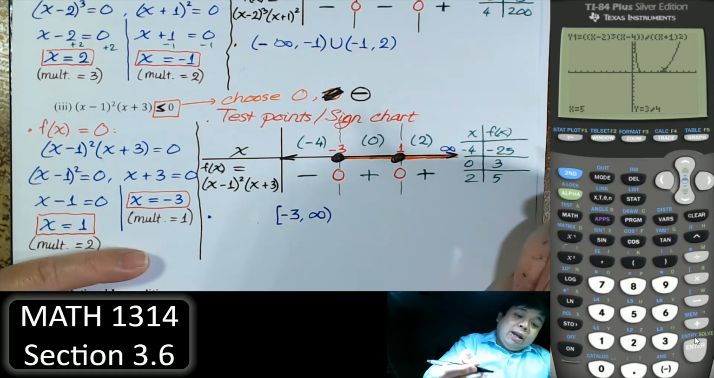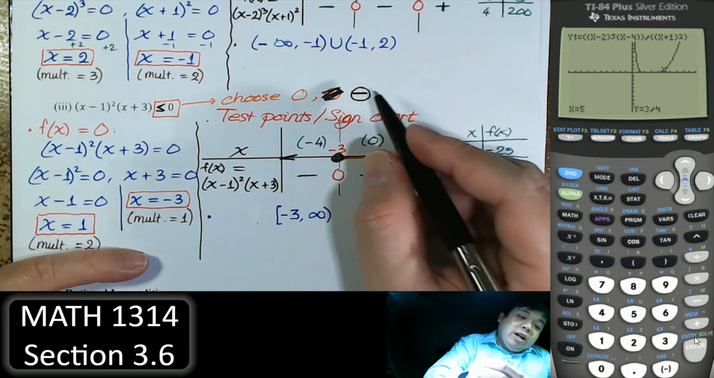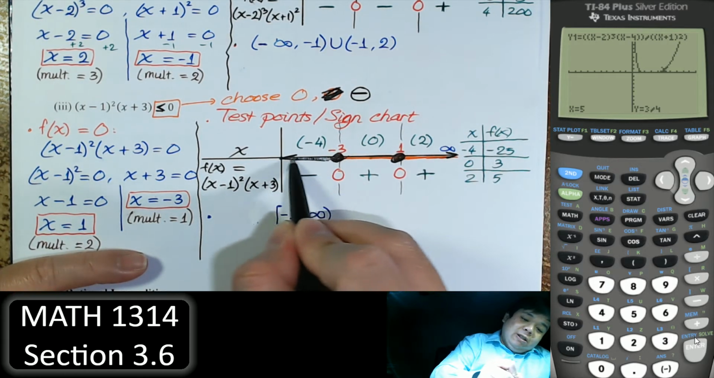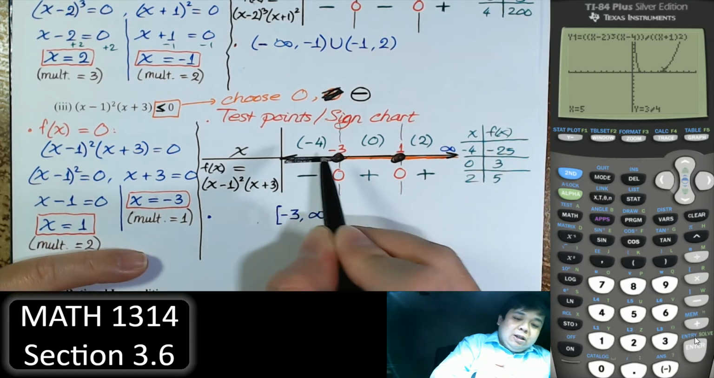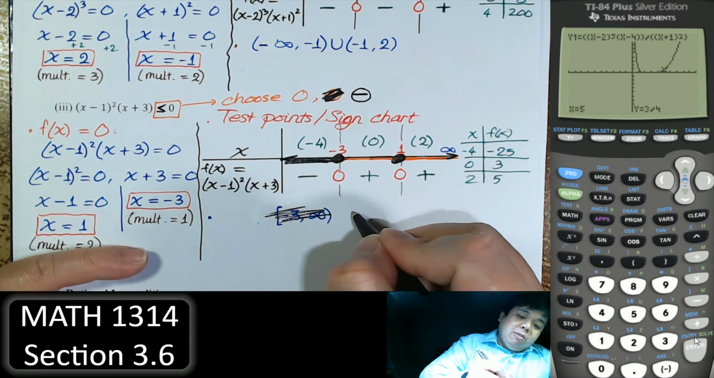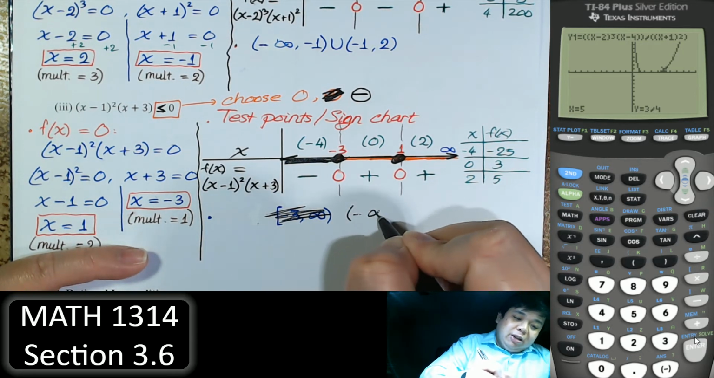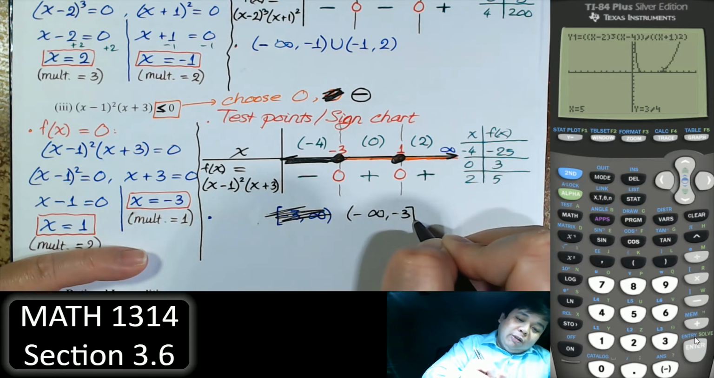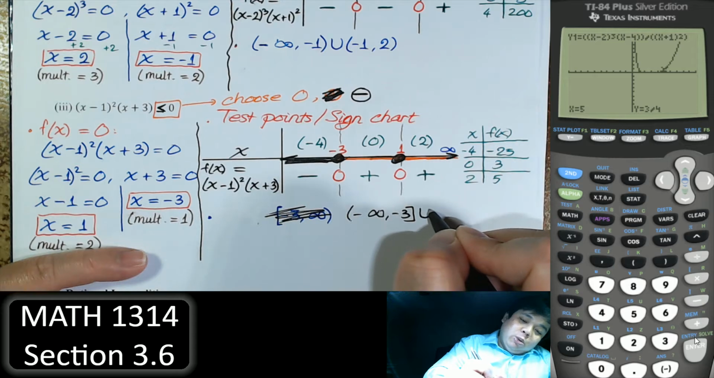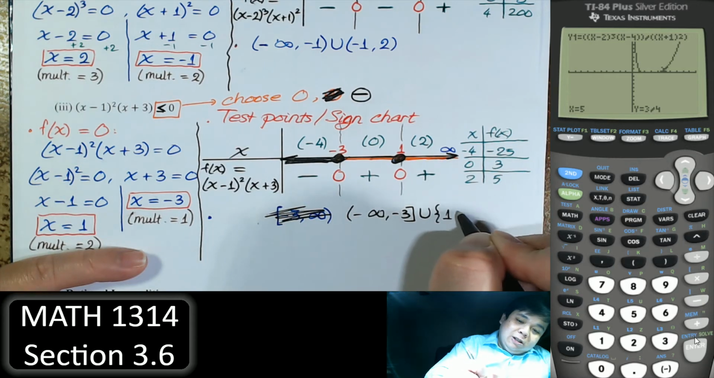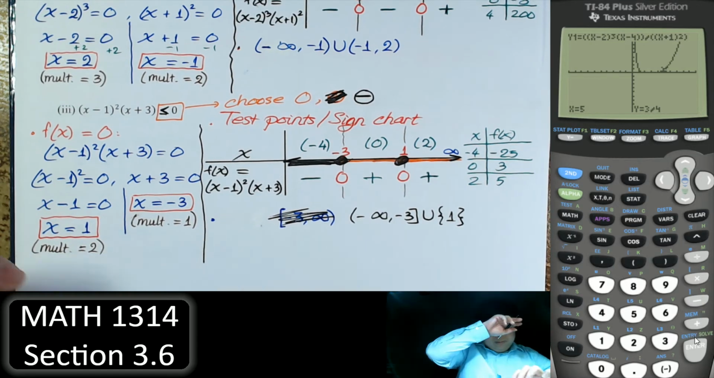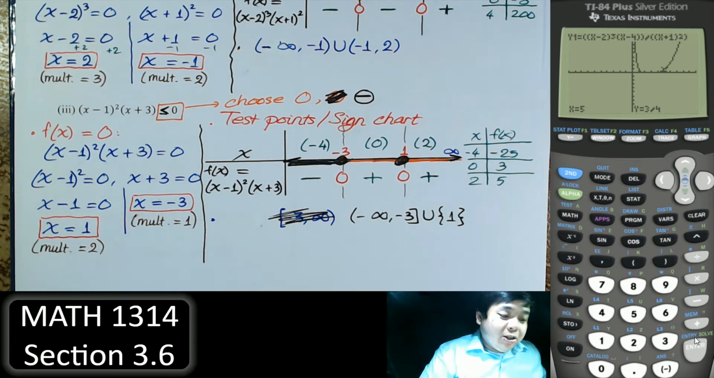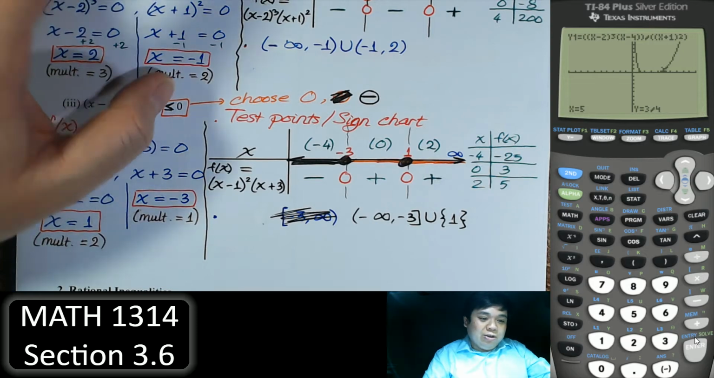Right, and then choose negative. So the answer is not this, but from negative infinity to negative 3, including negative 3, and then the isolated point 1. Sorry, didn't pay attention there. So less than or equal to 0, and negative.